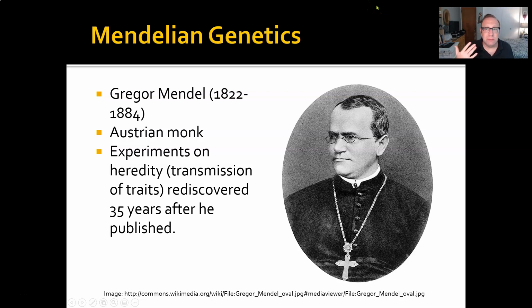Gregor Mendel was a monk in Austria. And monks do a lot of other things than just sit around and pray. They oftentimes have hobbies or are interested in learning things. So, one of the things he did was to perform experiments on pea plants. He was interested in understanding heredity, that is, how are traits transmitted from one generation to the next.